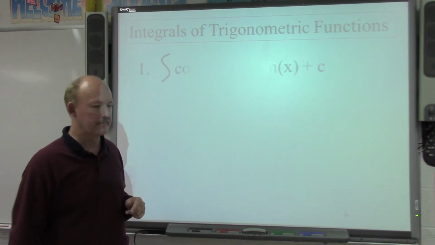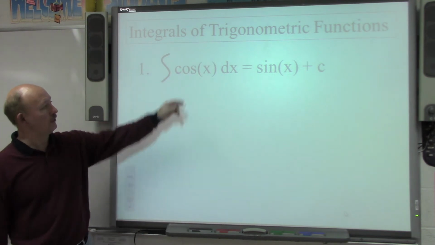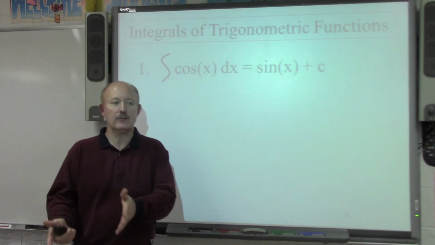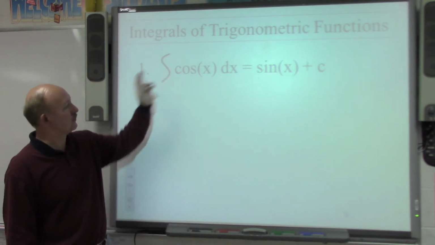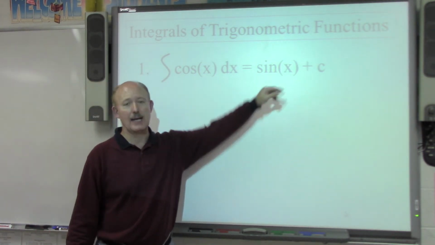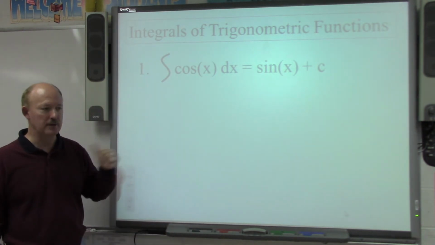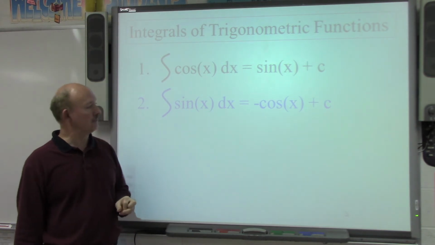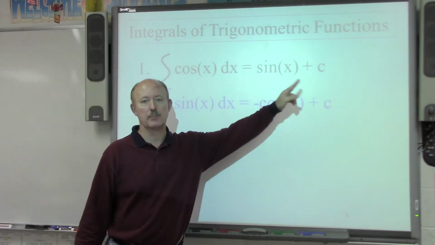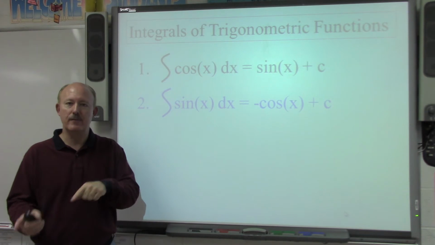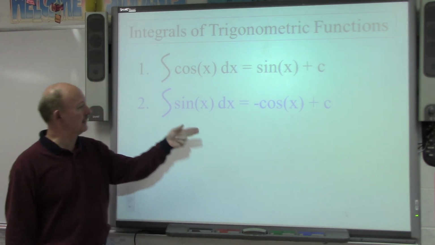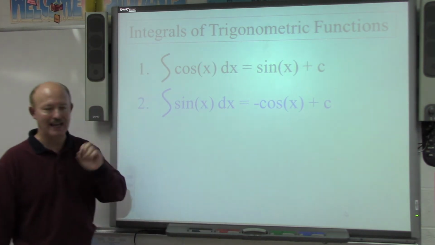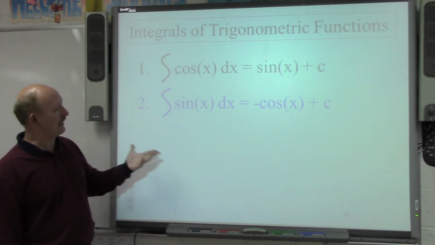So here's the first. The antiderivative of cosine x is sine x plus c. The derivative of sine x is cosine x, so the antiderivative of cosine x is sine x plus c. That's our first. Next, the antiderivative of sine x with respect to x is negative cosine x plus c. If you remember, the derivative of cosine is negative sine, right? Then the antiderivative of sine x is negative cosine x plus c. So that's our second trig integral you need to remember.